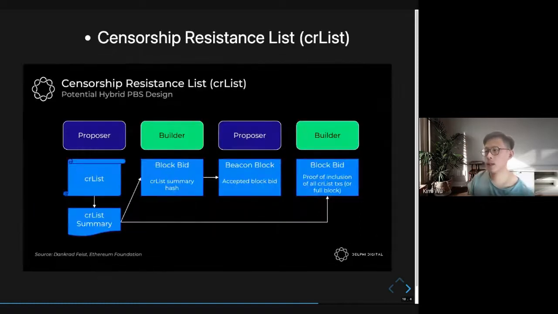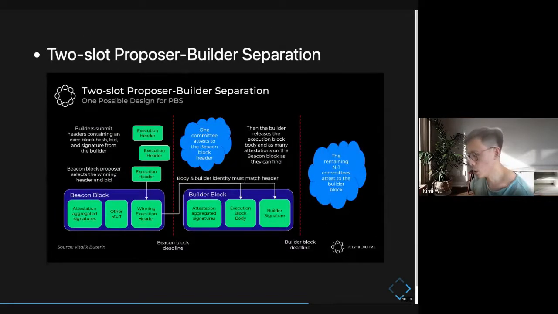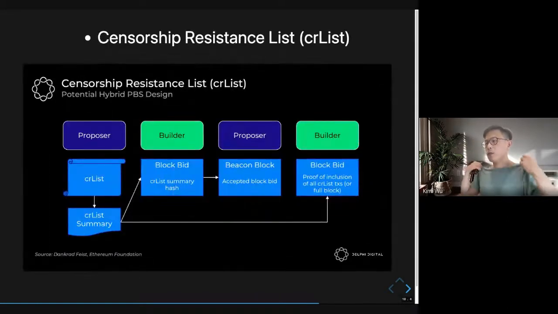And as I mentioned earlier, this is an in-protocol design. So which means if I was the builder, I don't like you, I can reject your transaction. And that is called a censorship attack. So how do they prevent this kind of situation?